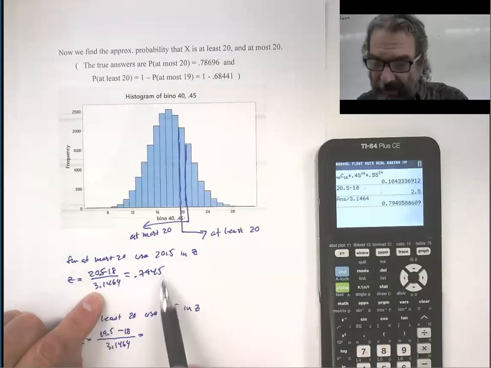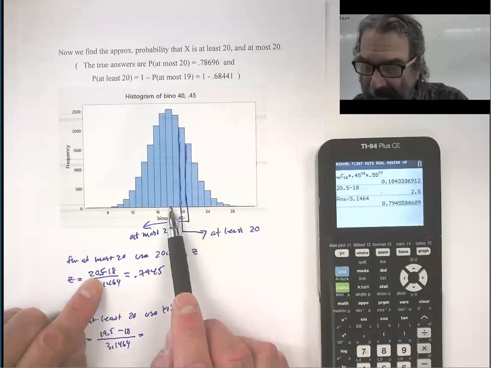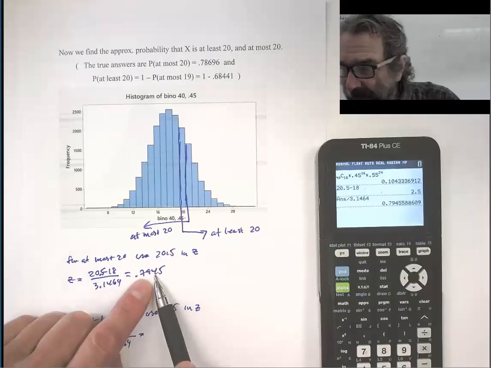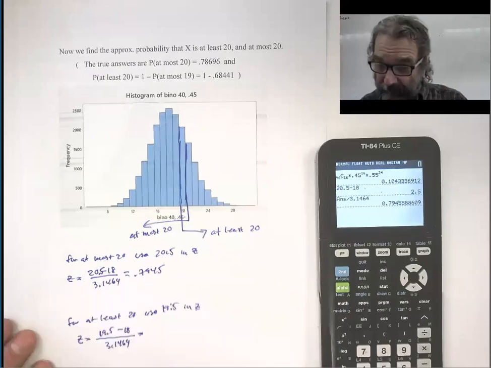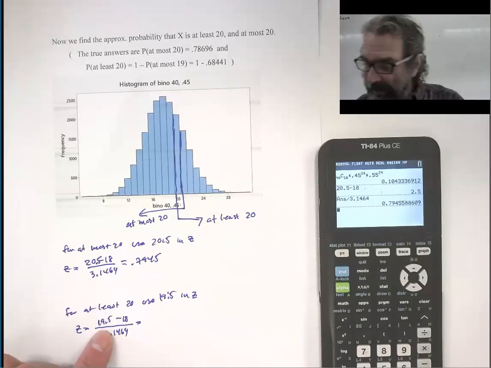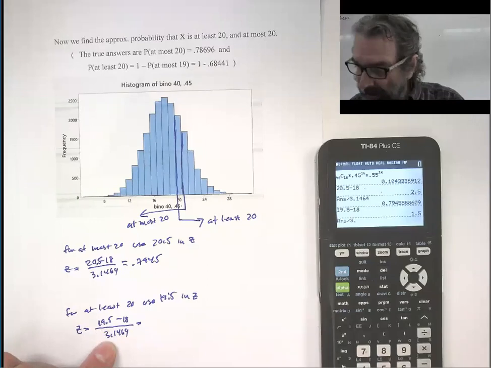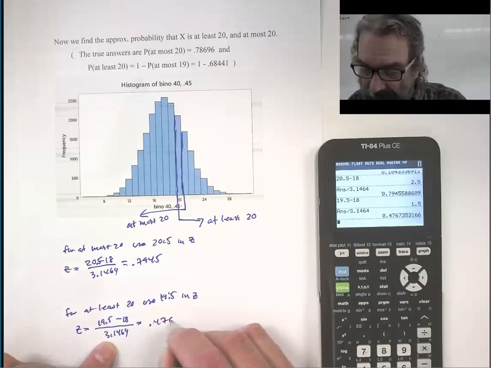We expected a positive answer because 20.5 is above the mean of 18 a little ways. That's how many standard deviations. The standard deviation was 3.14. So it's not quite one standard deviation above. Do the same thing here. Oh, now I can't use second enter, so I'll just try it again the same way. 19.5 minus 18, hit enter, divided by 3.1464. Okay. So that's 0.4767, like that.